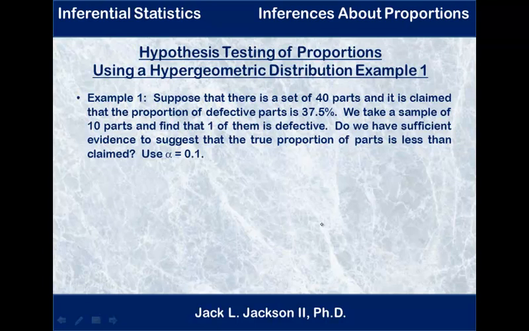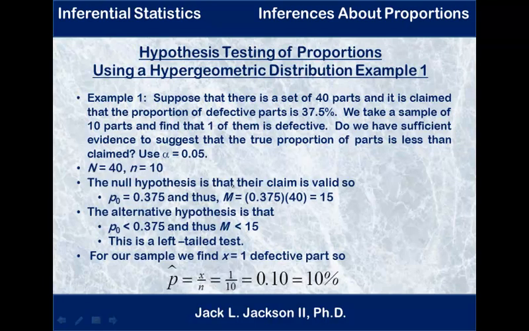So, see if you can state the null and alternative hypothesis to this. Press pause now. Well, let's take a look at what we have. We have capital N is 40, little n is 10. So that means that we have 40 items in the population. We're sampling 10 of them.